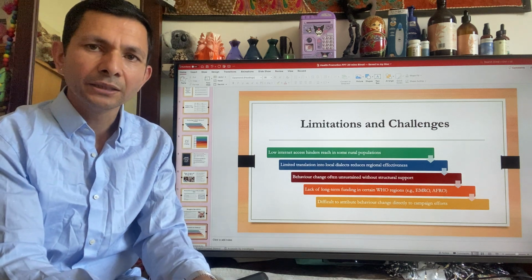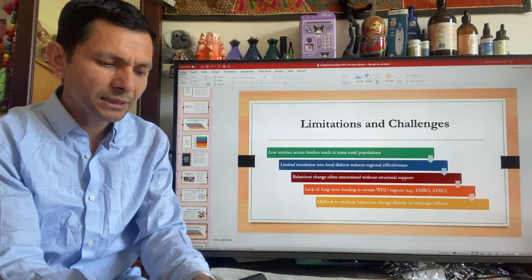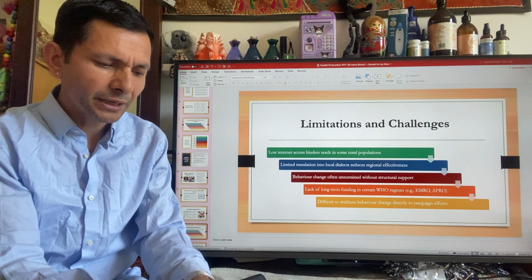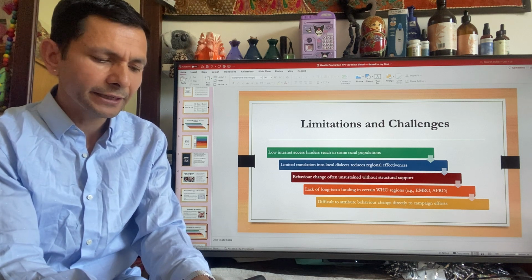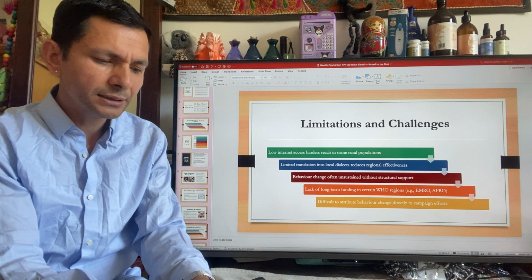Limitations and challenges. Despite its global success, Be Active has some limitations. In many rural or low-resource areas, internet access is limited, and while the materials are translated into many languages, they don't always reach people in local dialects, which reduces effectiveness in certain regions. There are also structural challenges: behavioral change is difficult to sustain without ongoing policy and environment support.